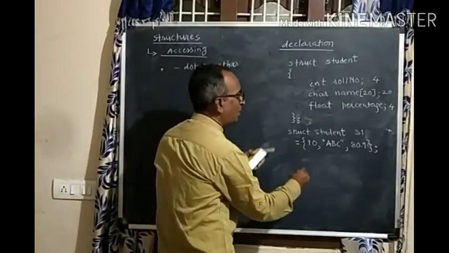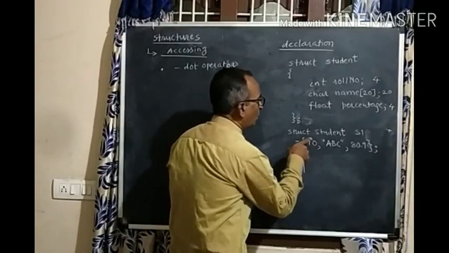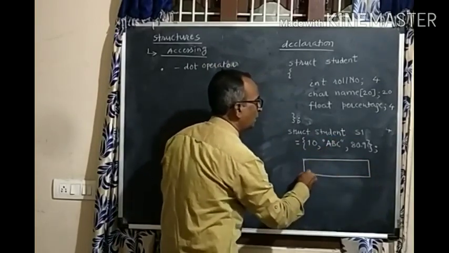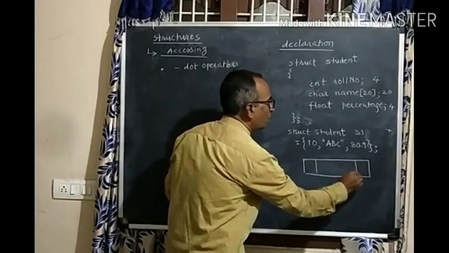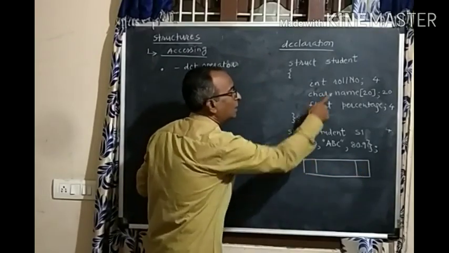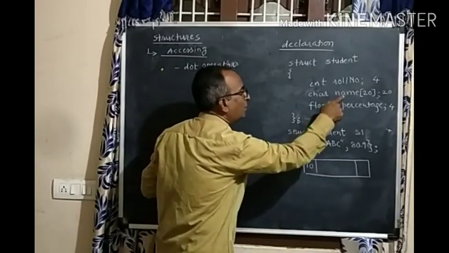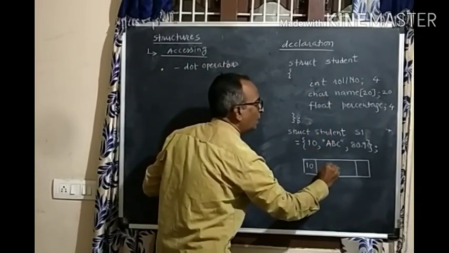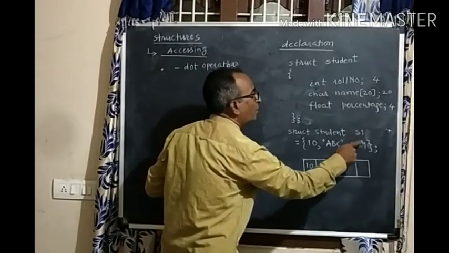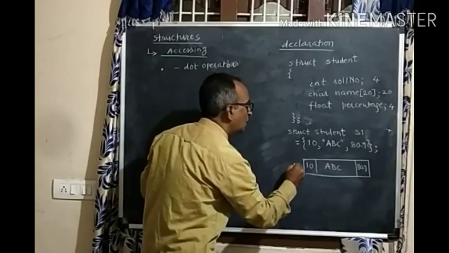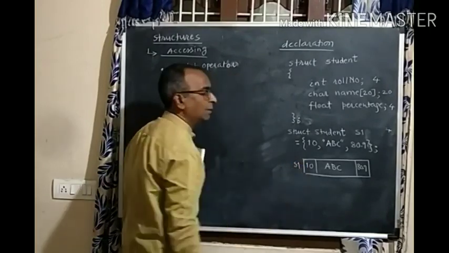By this, what is happening? See, S1 will be allocated 28 bytes. First field is the roll number field, that will be given 10. Second field is name. Name will be given as ABC. Percentage field 80.9. And this is known as S1.